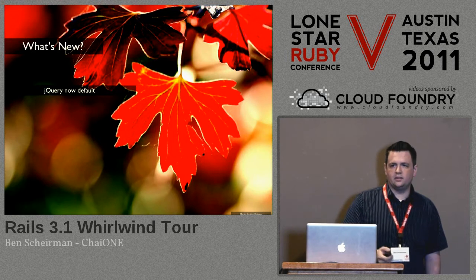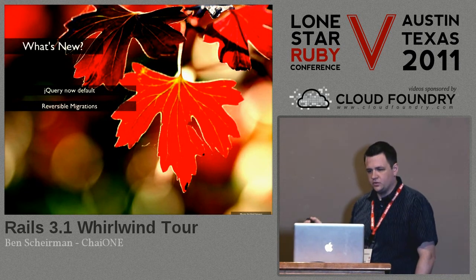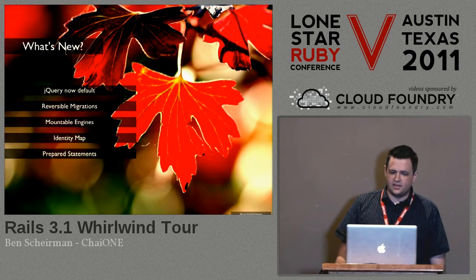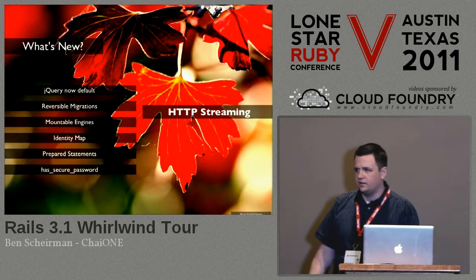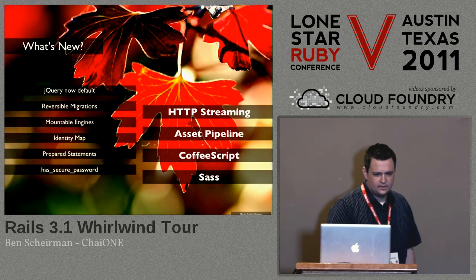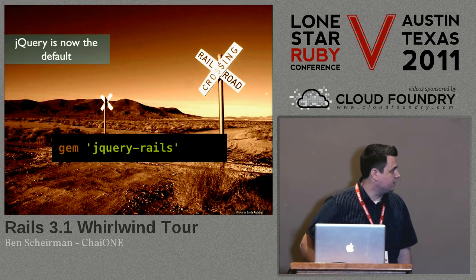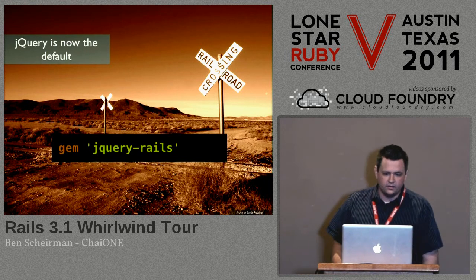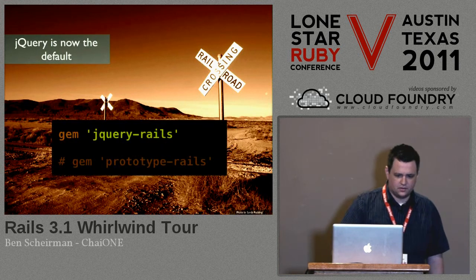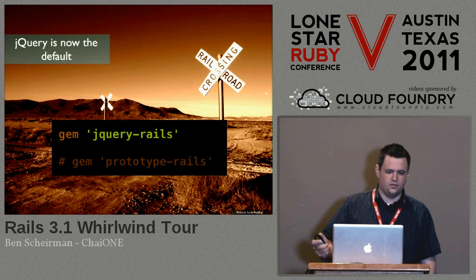So I'm going to go over what's new, and then we're going to drill into each one of these sections. First, and probably the least controversial, jQuery is now the default. We also have reversible migrations, mountable engines, the identity map, prepared statements, has_secure_password, HTTP streaming, the asset pipeline, CoffeeScript, and SASS. Okay, so this is fairly innocuous. Basically, you have a new line in your Gemfile for jquery-rails. And if you're one of those few people that are still holdouts for Prototype, you can still uncomment that gem and add prototype-rails to your Gemfile, and everything will be fine.